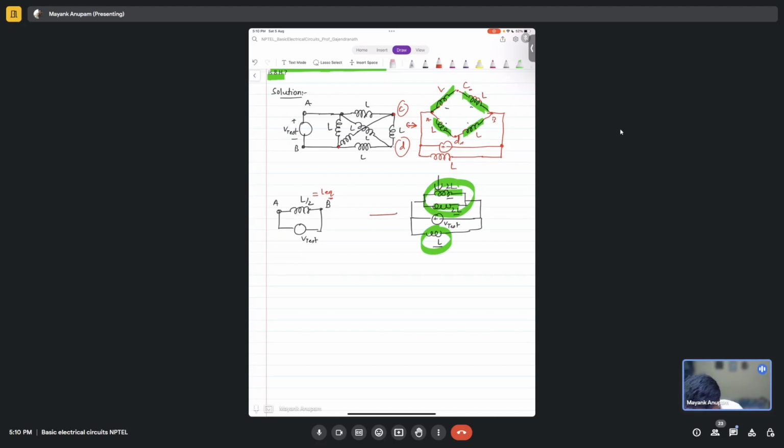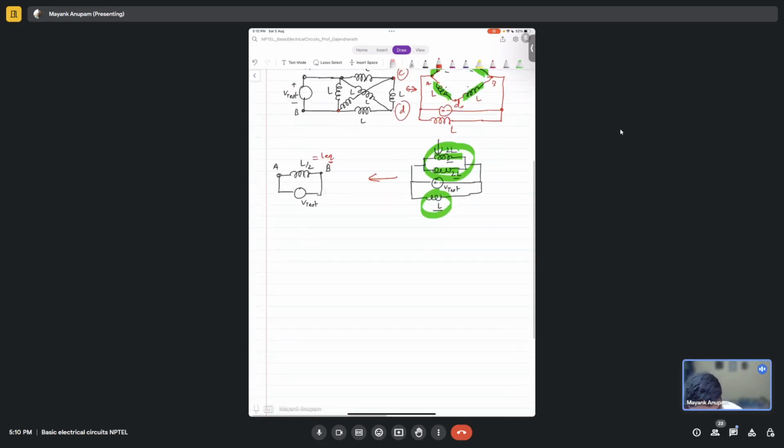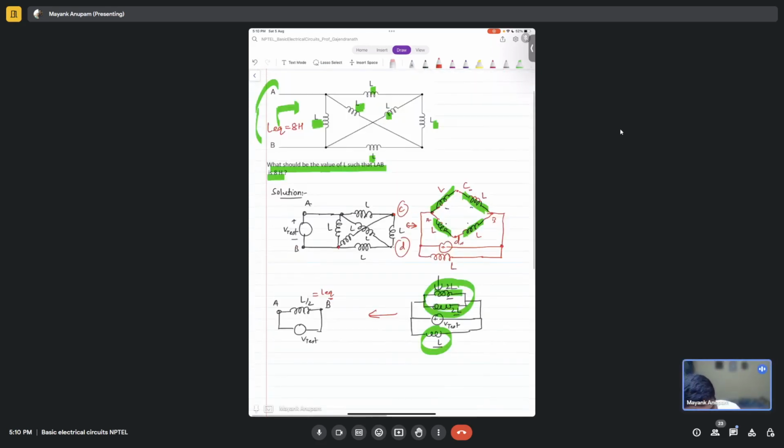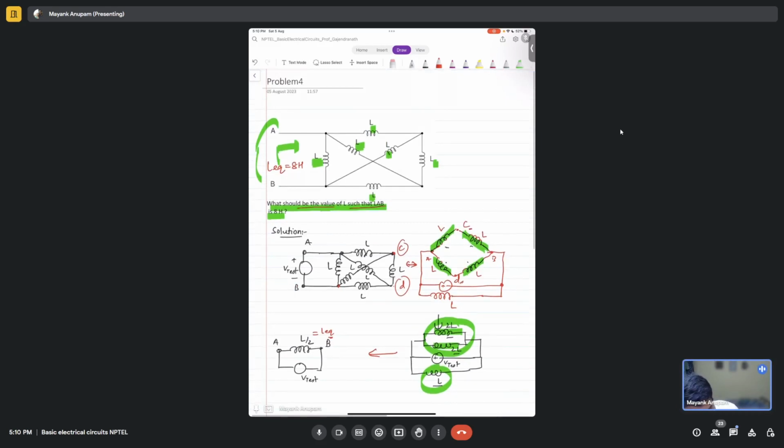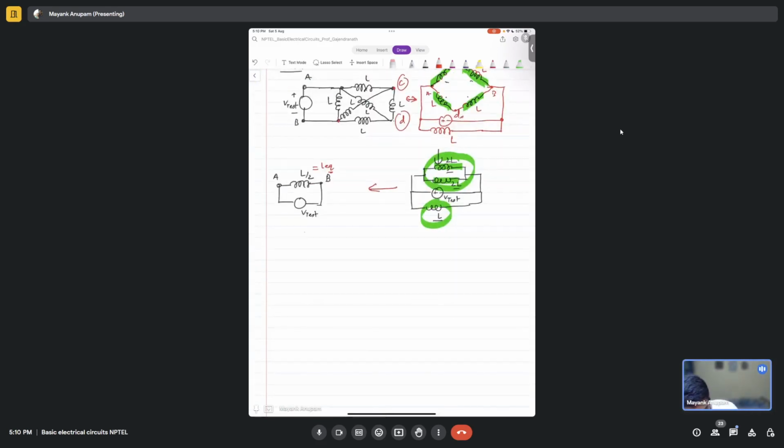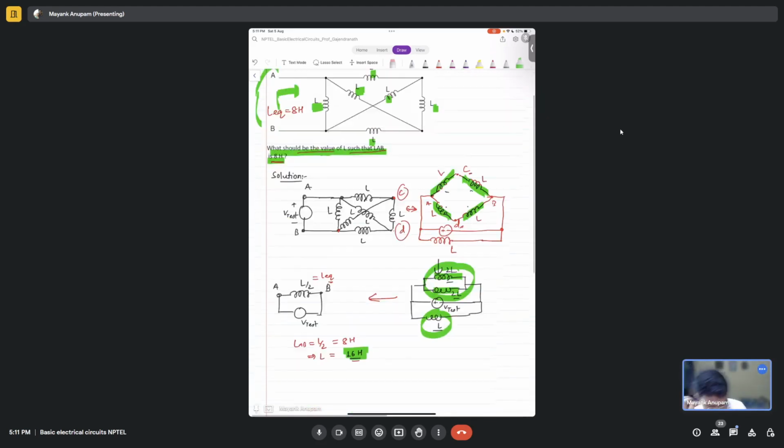So I took a jump between the right side and left side here. That jump was clear to you, I assume. This is fine, right? Okay. So now the question was: what should the value of L be such that LAB is 8 Henry? So what do you think? LAB is L by 2 and this should be equal to 8 Henry. So what should L be? 16. Fine. So the answer is 16, right? You understood it?